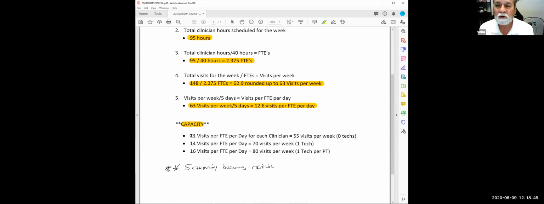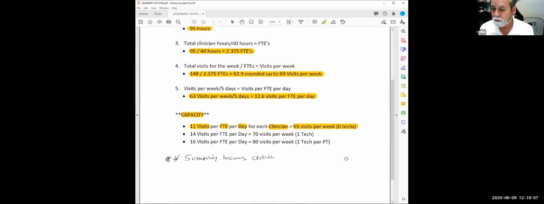According to Confluent and how they operate, and this is for COVID-19 right now, if you have 11 visits per FTE per day for each clinician, if you had them all show up, you'd end up with 55 visits for the week. They're saying that if you see 11 or less per day, you should be using 0 technician hours.